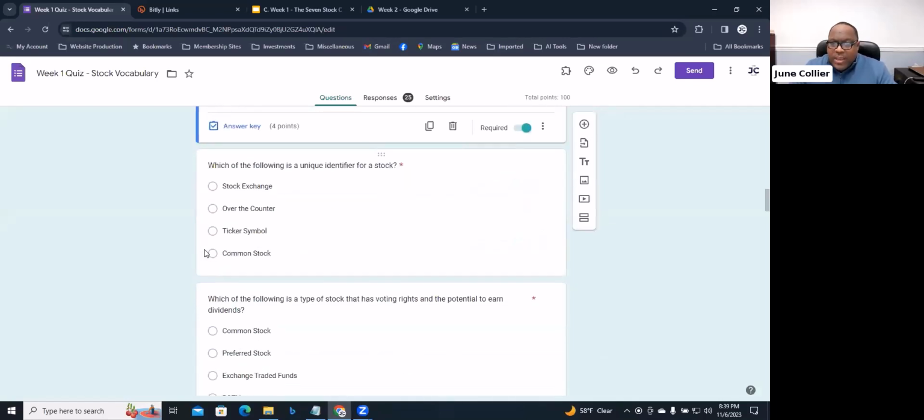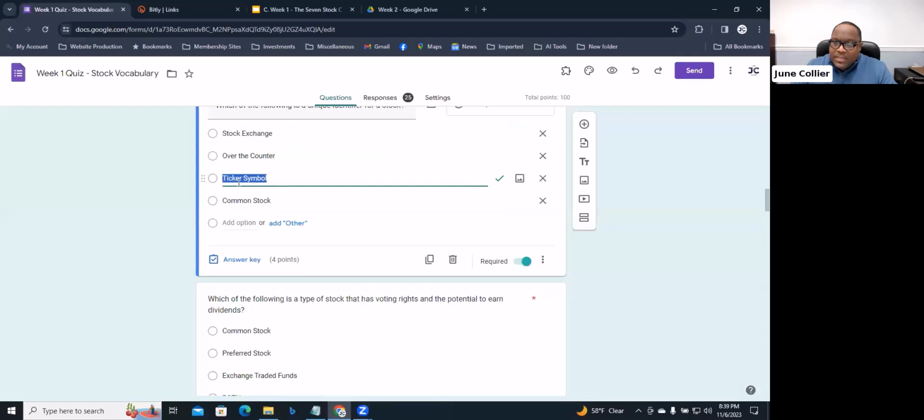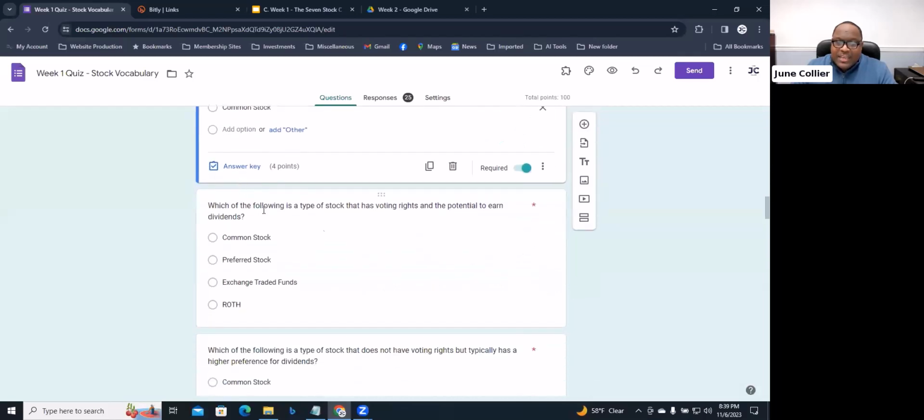Which of the following is a unique identifier for a stock? So we know that sometimes it's a 1-letter abbreviation, 2, 3, or 4-letter abbreviation, and that is known as the ticker symbol. The ticker symbol is the abbreviation that you come across to see what the stock is.